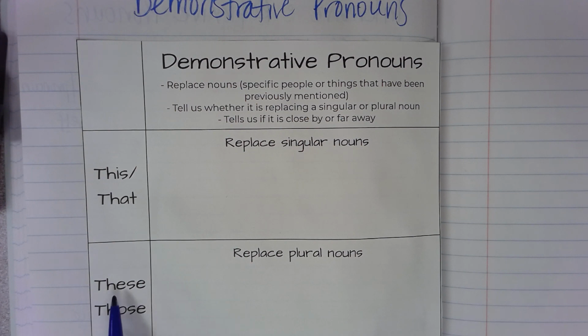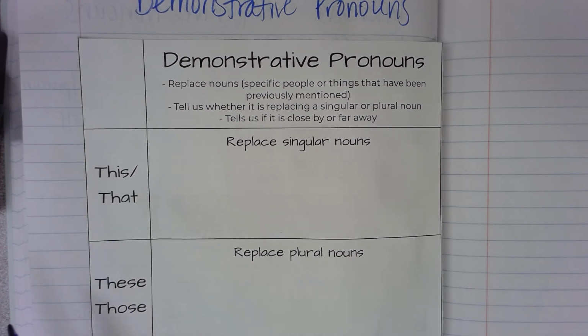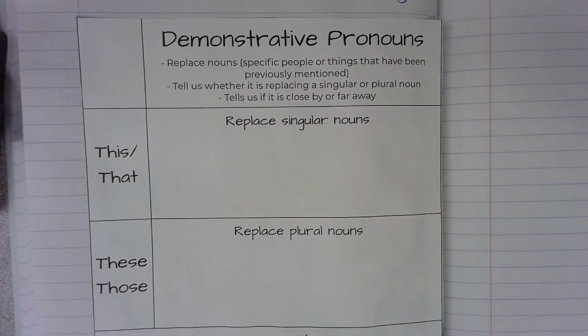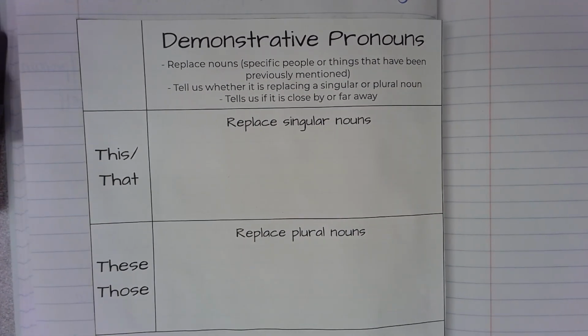This and these kind of give you the hint that something is close by. This book, these shoes, and you're probably pointing to whatever item you're talking about. But that and those kind of tell you that it's far away a little bit. So that is what demonstrative pronouns are. Let's give you some examples.